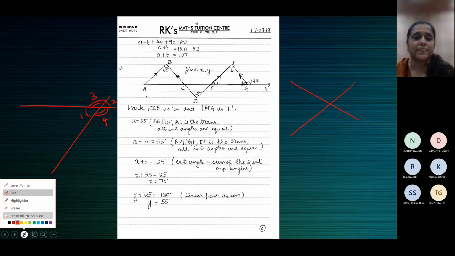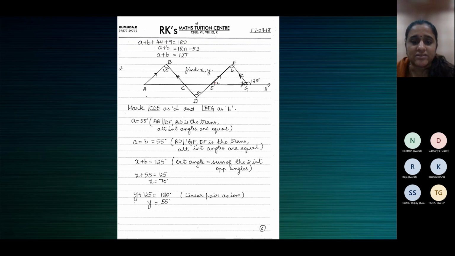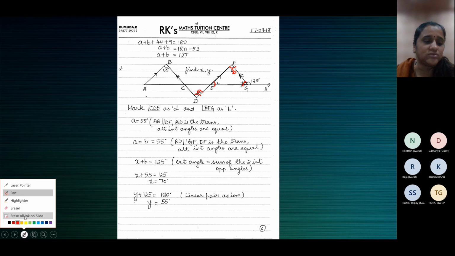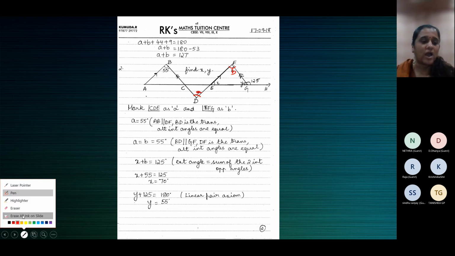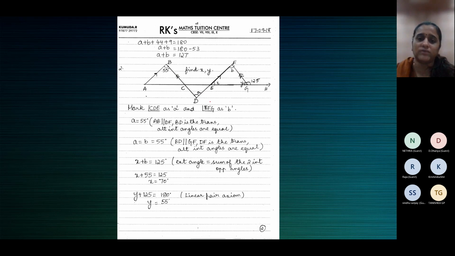So let us see. Now we need to find X and Y, children. See here, X and Y. I have marked this angle as A and this angle as B. As soon as you see this figure, how will we know that we have to mark A here and B here? Actually, we won't know. So let's start working.